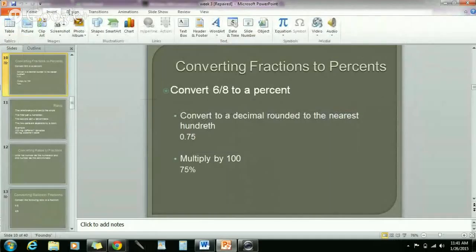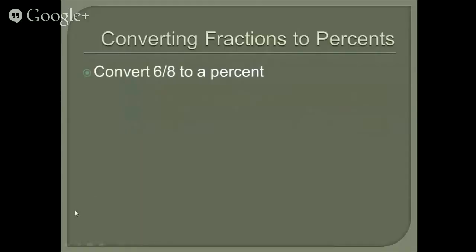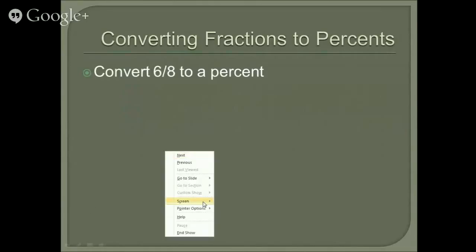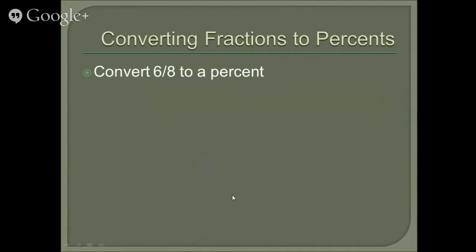0. What? Does it go out farther than 0.75, or is that 0.75 rounded? Oh, okay. Well, there we go. We don't have to round that to 100, so it only goes out to 0.75. 6 into 8 gives us 0.75. So you're changing your fraction just to a decimal.